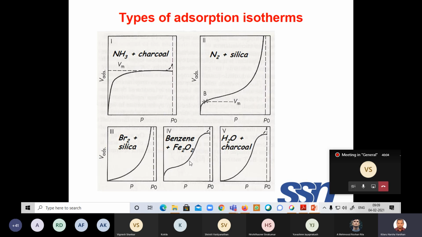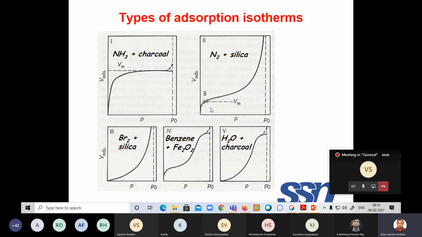So this is P naught. For type 4, you can see there is no trend at all; it increases, decreases like that. Type 5 is charcoal versus H2O. You can see how it increases. So these are the 5 types of isotherms available in the literature. Most adsorption will happen here or here, but that does not mean other isotherm types will not come. If you do an experiment, your data will fit any one of the 5.